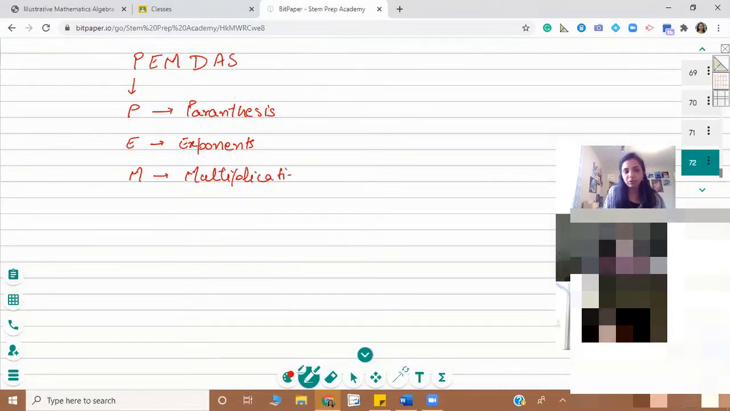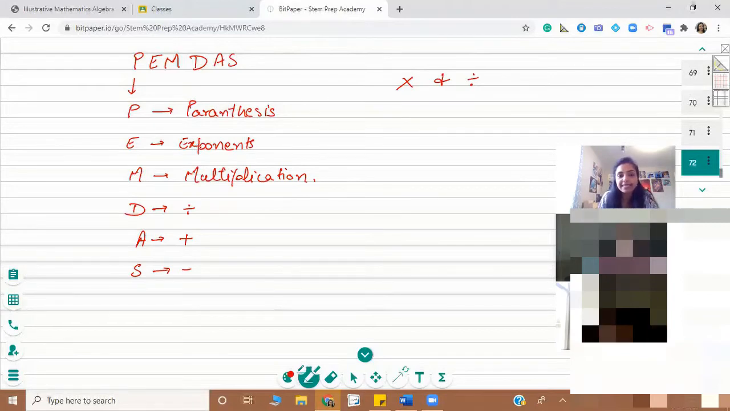Multiplication. I'm not going to write the whole word, it takes a lot of time. D stands for Adhav? Division. A stands for Xenia? Addition. S stands for? Subtraction. And Xenia, you tell me what will happen if multiplication and division come together. I am giving you a question in which division comes first and multiplication comes afterward. What will you do first?